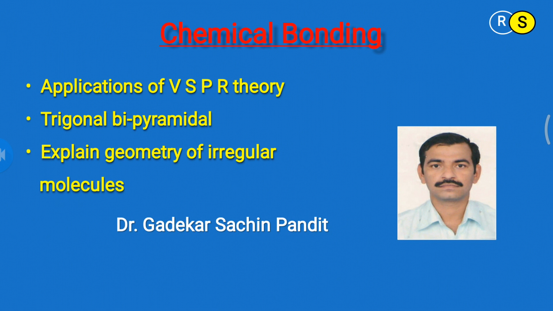It also explains why ammonia shows a pyramidal structure, distorted tetrahedral, and water molecule shows a V shape, a distorted irregular shape. So these are explained in VSEPR theory.